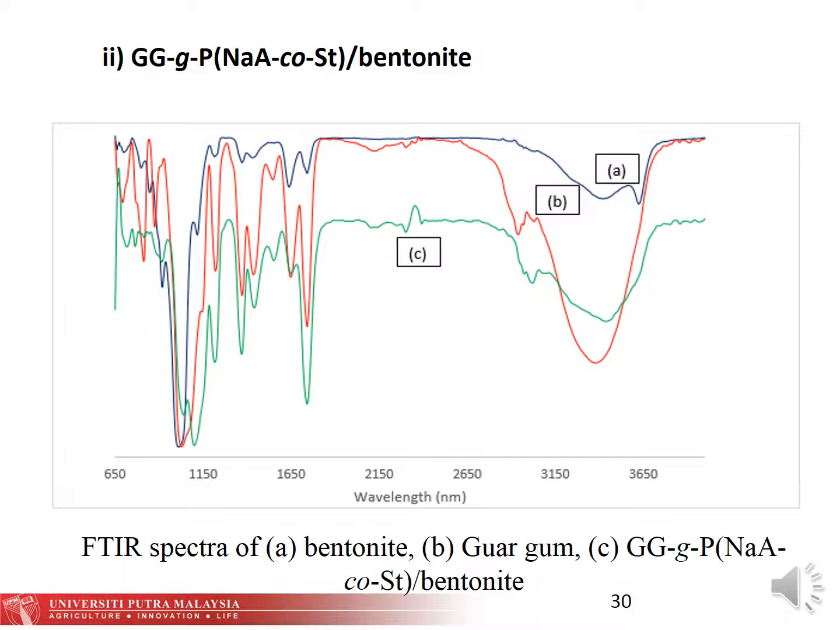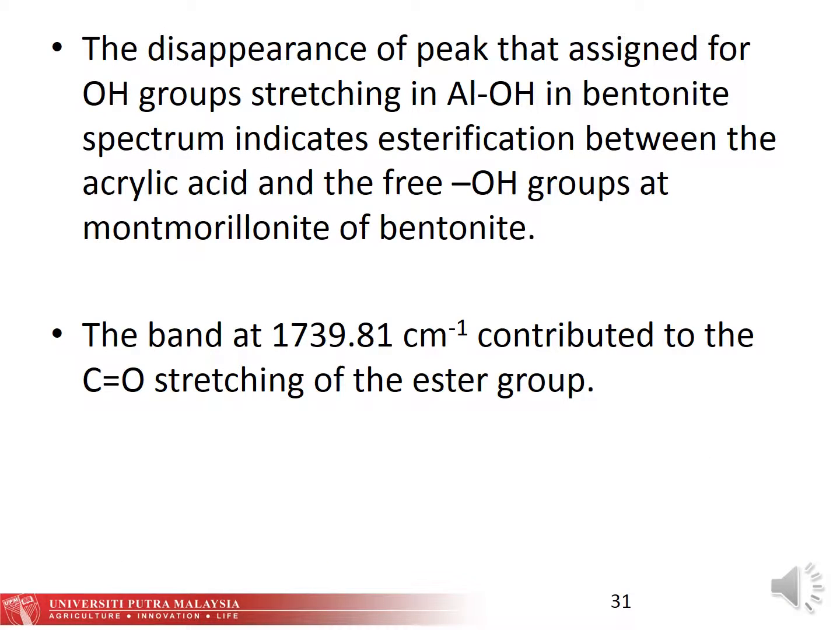For the bentonite based superabsorbent, the disappearance of the peak assigned for OH group stretching in Al-OH in the bentonite spectrum indicates esterification between the acrylic acid and the free OH group at the montmorillonite of bentonite, and there is a band at 1739.81 per cm contributed to the C=O stretching of the ester group.